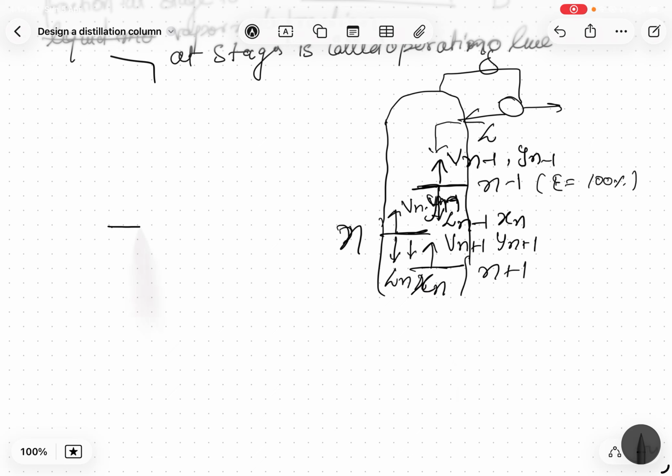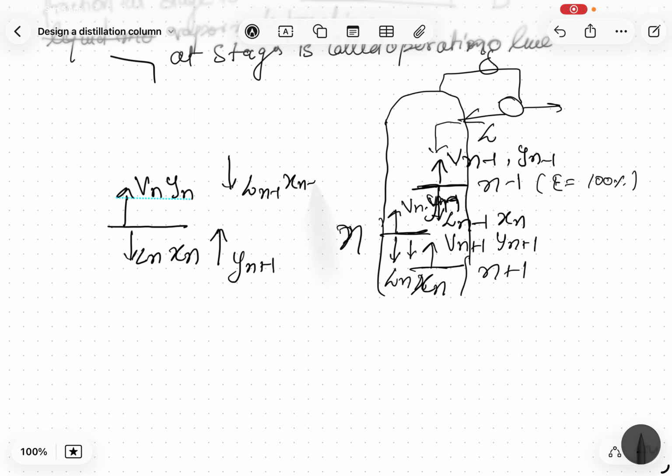So when you consider the nth stage only, you have Vn yn going up, Ln xn going down, then yn plus 1 is coming in, and Ln minus 1 xn minus 1 is falling into the column. So this is how overall things look.